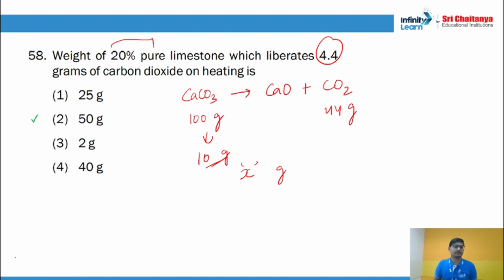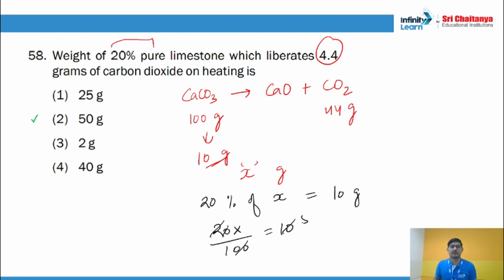So I can say 20% of this mass required should be equal to 10 gram. Am I right? Supposing I need x gram, then because it is 20% pure, 20% of the mass of limestone should be equal to the 10 gram which I actually need. So this is 20x upon 100 is equal to 10. This cancels out, so you will find that x is equal to 50 grams. So that becomes our correct answer.